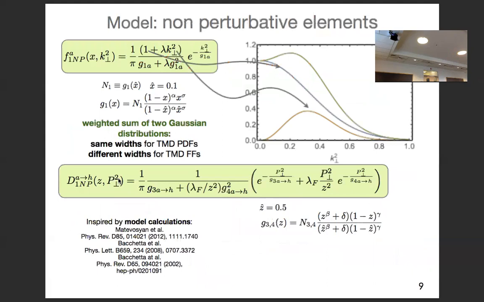This is the parameterization of the intrinsic kT that we used in the last version of the fit. And in the case both for TMD PDFs and TMD FFs, you have the weighted sum of two Gaussian contributions with the same width for TMD PDF, this g1, and different widths for TMD FFs, so g3 and g4. Here you have a sample of these two Gaussians. The first one is this one, the second is this one, and the sum of the two has this shape. Okay? This choice is inspired by some model calculation that you will find as a reference here.